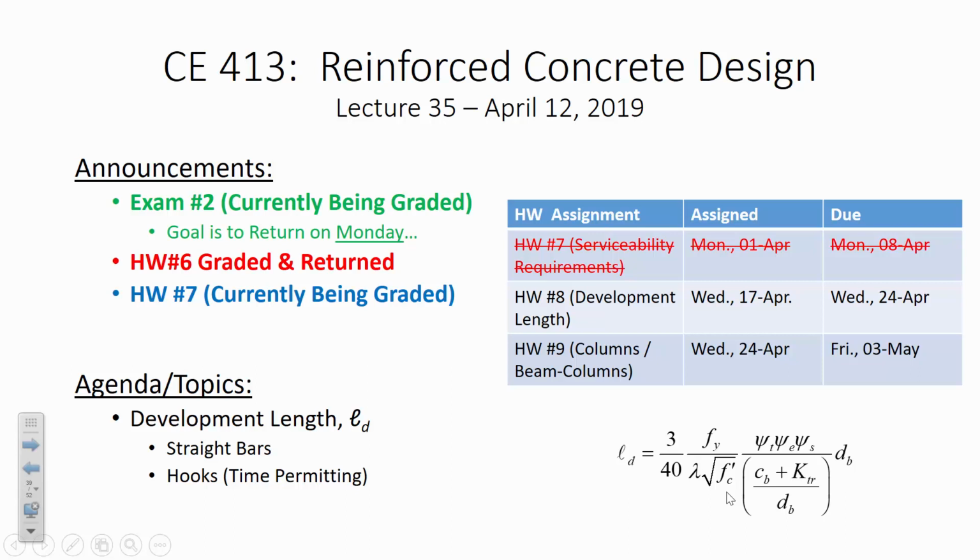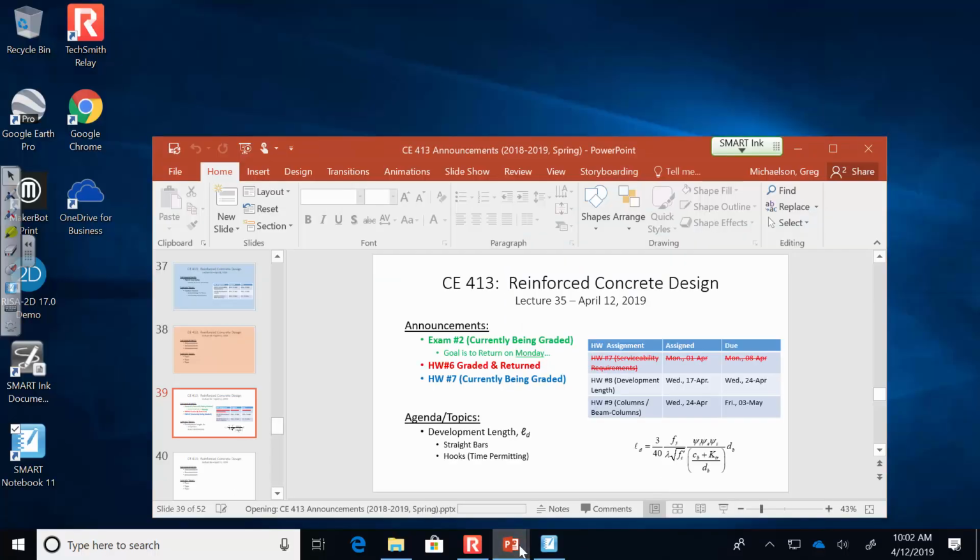I'd argue that of all the topics that we do in concrete design, development length seems the nastiest. I mean, this is the equation for development length, and it looks horrible. But honestly, it's probably one of the easiest things that we do. It's also one of the easiest things, I think, to understand. There are a lot of parameters going into development length, but by and large, it's a pretty straightforward thing to compute. And then our last big topic is on columns and beam columns. With that, I'm just going to go ahead and get right into it.